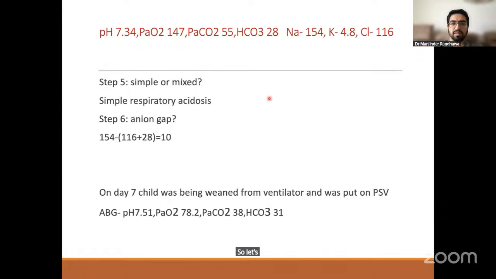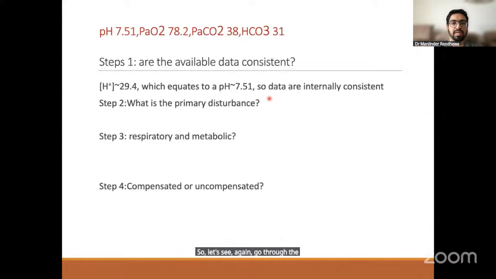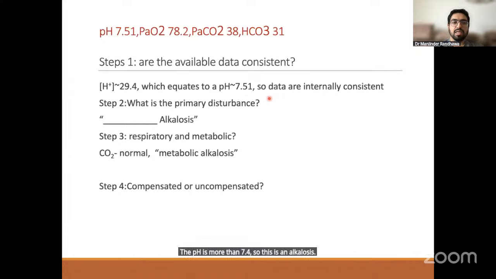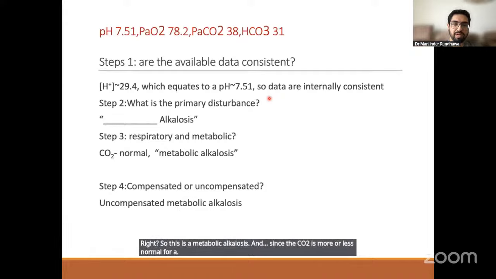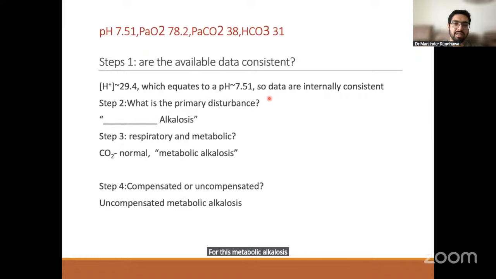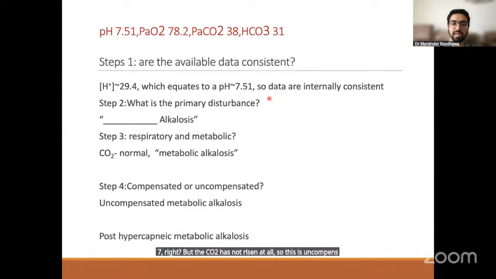So let's see again. Go through the steps one by one again. Data is consistent. The pH is more than 7.4, so this is an alkalosis. Now, CO2 is more or less normal and the bicarb is high, right? So this is a metabolic alkalosis. And since the CO2 is more or less normal, for every 10 rise in bicarb, the CO2 should rise by 7, right? But the CO2 has not risen at all. So this is uncompensated metabolic alkalosis.